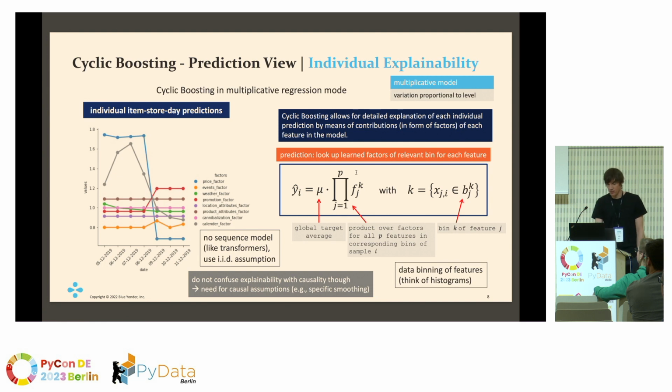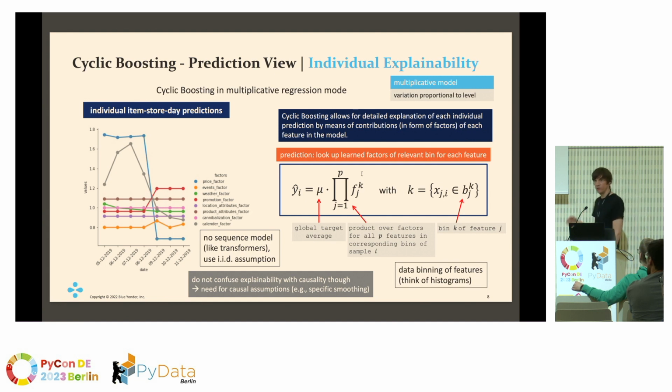Okay? So this is kind of the strategy, and of course, you have something like a global target average, which gives you the overall range. And if you do so, then the neutral factor would be 1. And each time you see a deviation from 1, you see how much this feature contributed. And this is kind of the idea of the individual explainability.